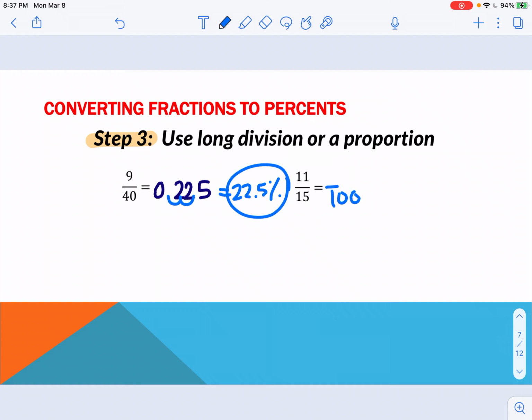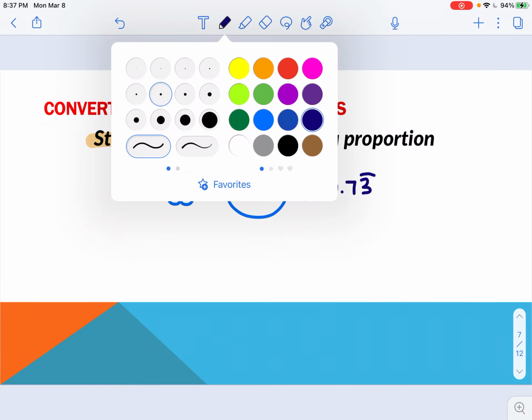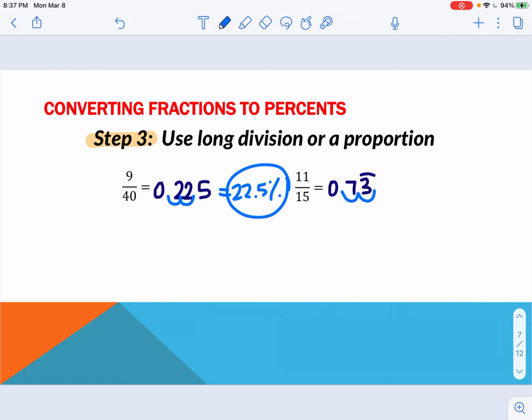So I want you to try the same thing with 11/15. Notice that's not a benchmark fraction. Notice it's not easily turning into 100. So take the numerator and divide it by the denominator. What do you get? Good, 0.73 repeating. Now we're going to move the decimal 2 places to the right. This gets a little tricky. This is 73.3 repeating percent. All right.